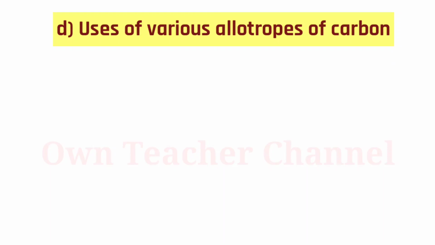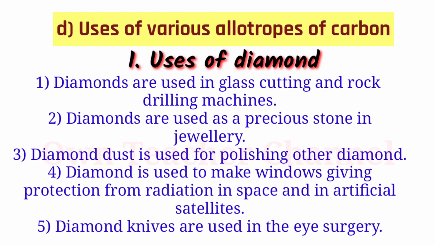D. Uses of various allotropes of carbon. 1. Uses of diamond. Diamonds are used in glass cutting and rock drilling machines. Diamonds are used as a precious stone in jewelry. Diamond dust is used for polishing other diamonds. Diamond is used to make windows, giving protection from radiation in space and in artificial satellites. Diamond knives are used in eye surgery.